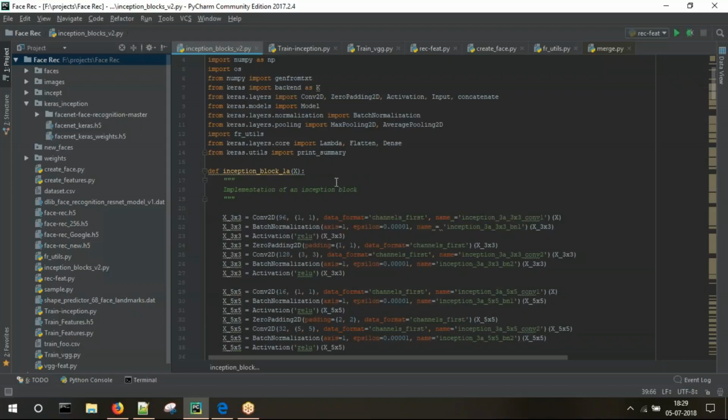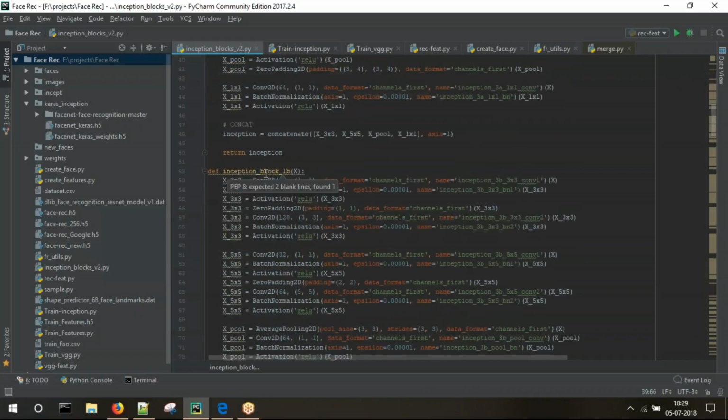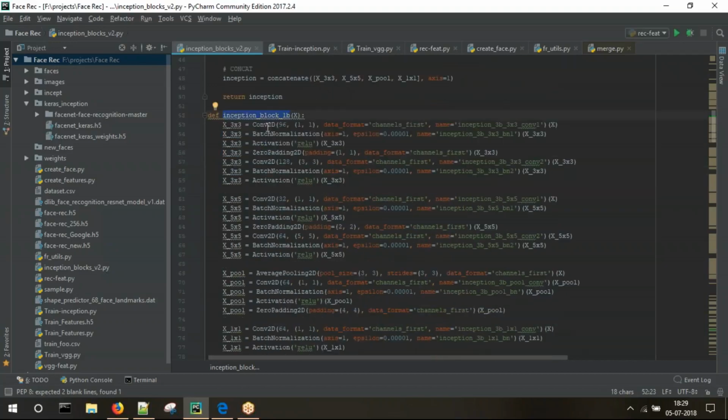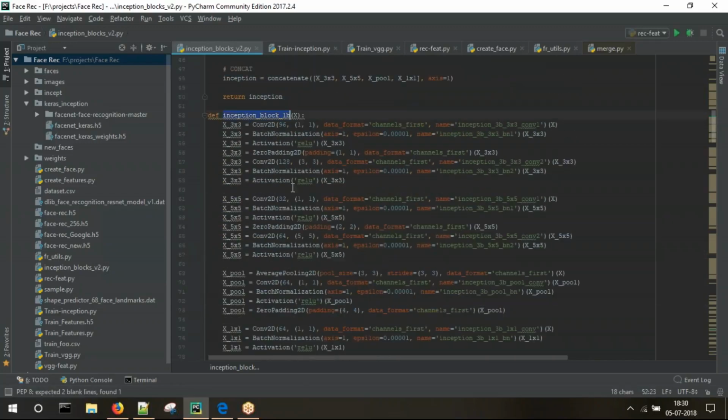So I got this network layer from them. If you see over here, we have first this block 1b. We are doing all these different operations: convolutional, normalization, activation, padding, and things like that. And then, this was 1b.